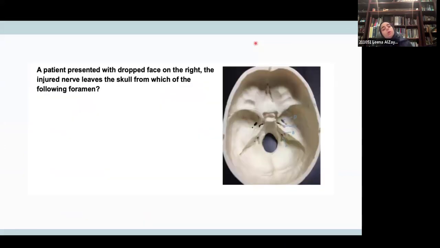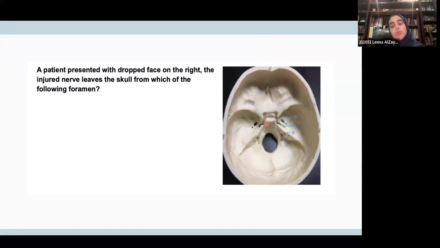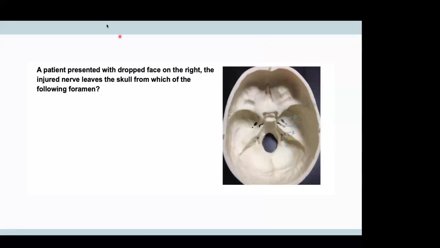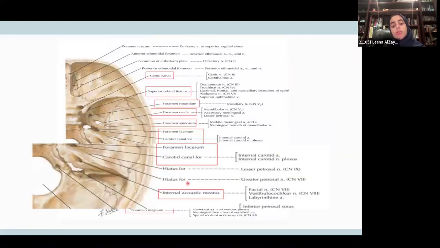Okay. A patient presents with a dropped face on the right, and the injured nerve leaves the skull from which of the following foramens? Any guesses? Is it the facial nerve? Yeah. Facial nerve comes out of the internal acoustic meatus. B. Good job, B. Yeah. Internal acoustic meatus. It's again a reminder. This is the internal acoustic meatus over here. It comes out as facial and vestibulocochlear.